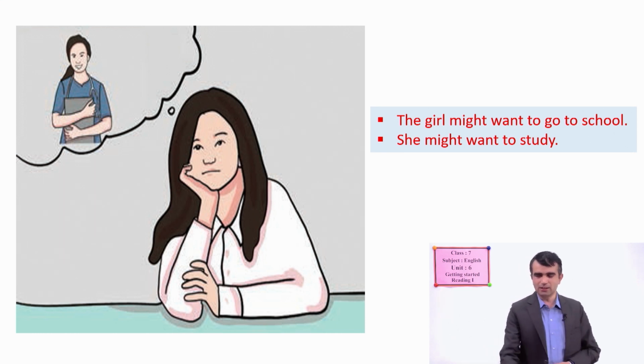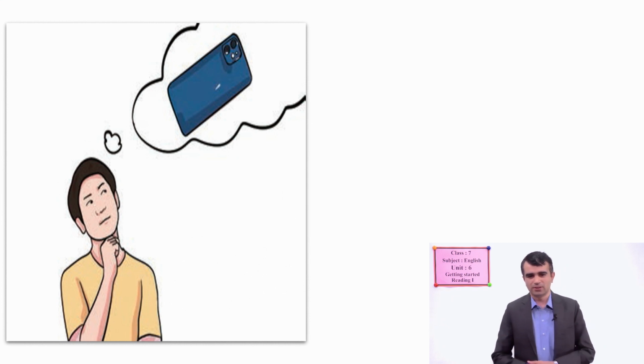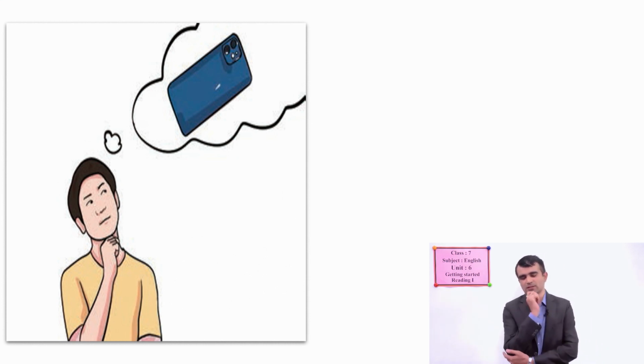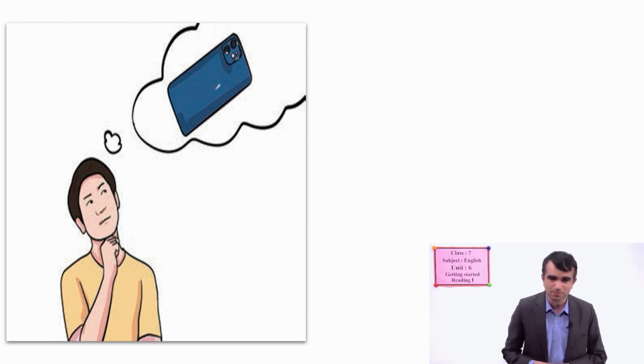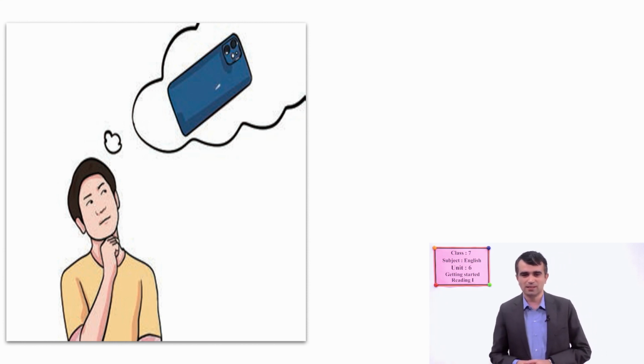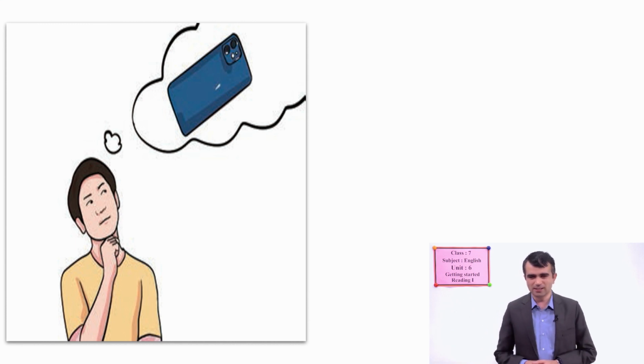Now let's see the third picture. Okay, the boy is thinking about something. What is he thinking? What might the boy want? You can guess from this picture, can't you? Yes. What does he want? Well, you can just guess. Well, he is thinking about this thing. What is this? Very good, cell phone, mobile phone, isn't it?